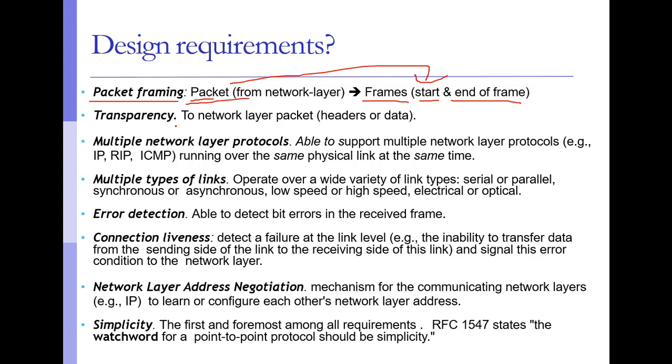The next one is multiple network layer protocols. This means being able to support multiple network layer protocols. For example, I've already discussed with you IP, RIP, ICMP, IGMP, OSPF, BGP. We have discussed lots of routing protocols. So multiple network protocols should be supported, running over the same physical link at the same time.